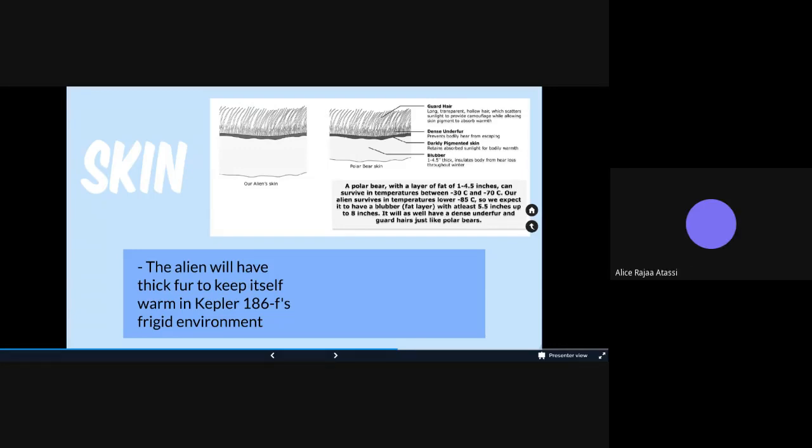Also, the alien will have multiple layers of fat under its skin. This will resemble the body of a polar bear, which is designed in such a way that a layer of fat up to 3.4 inches thick lines the inside of its skin. This fat acts as an energy store for slow hunting periods in addition to helping the polar bear keep warm.